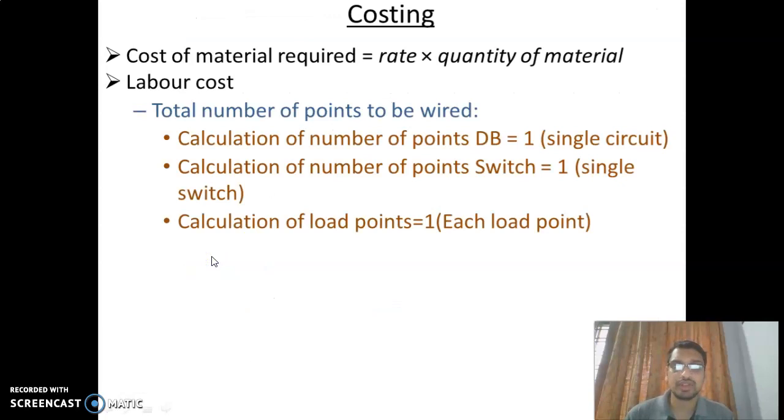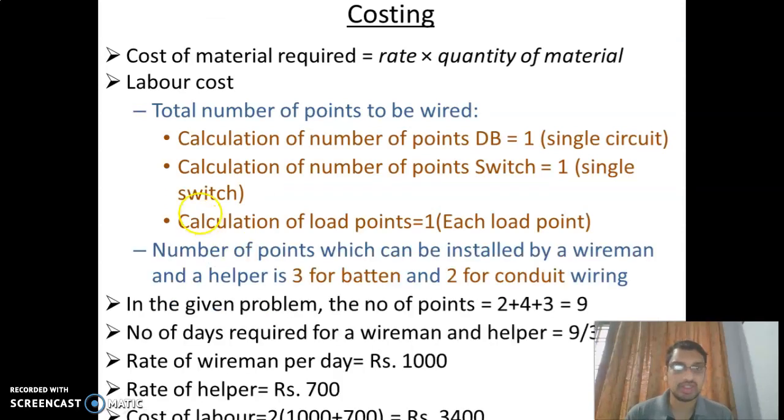Next one, costing. Actually, the cost of material required is equal to the rate into the quantity of material. So that is the costing equation: cost of material required equals the rate of one piece into the quantity of material. The next cost is labor cost.